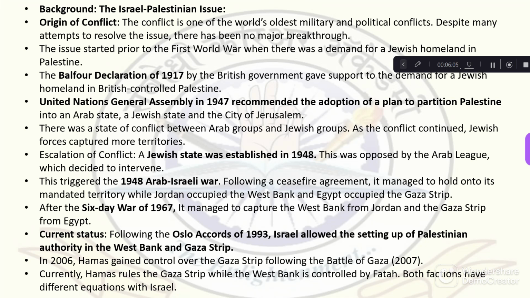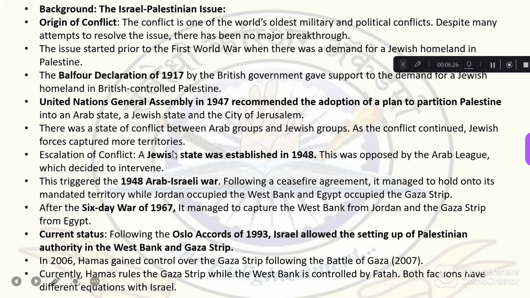people. And then the United Nations was formed in 1945, and then the United Nations General Assembly proposed a plan to partition the Palestine state, first into an Arab state for Arab people, second a Jewish state, and third the city of Jerusalem.